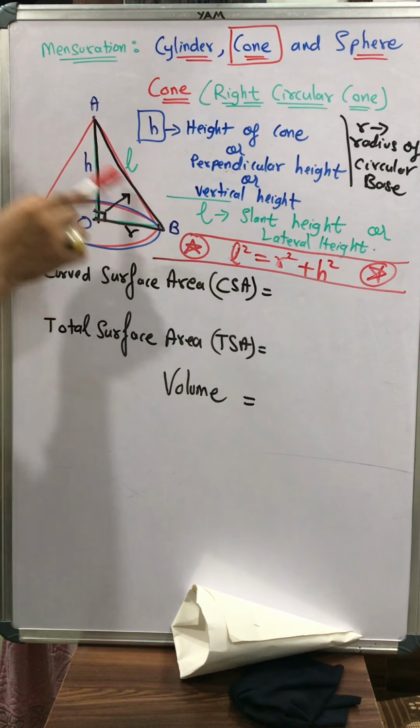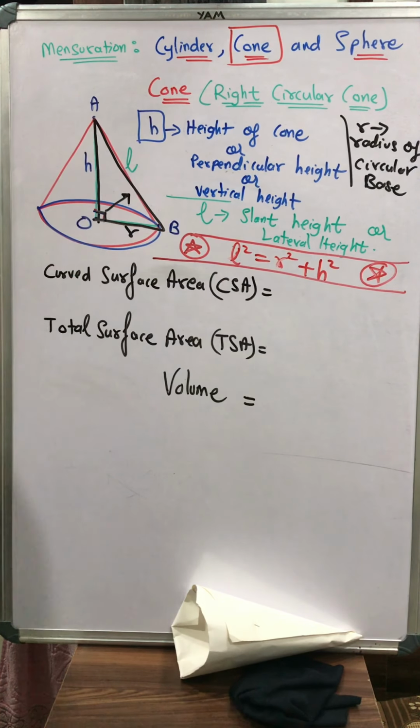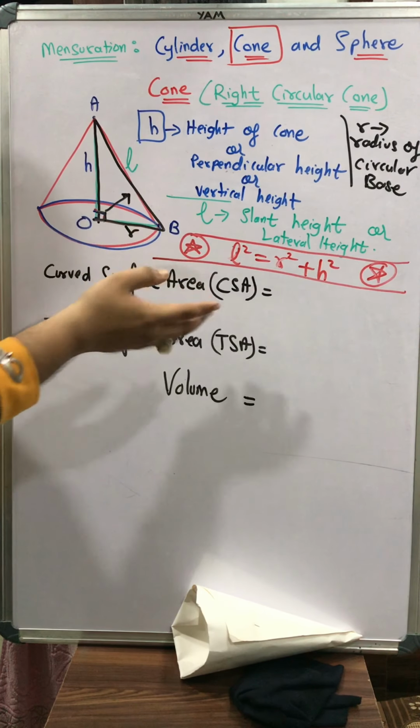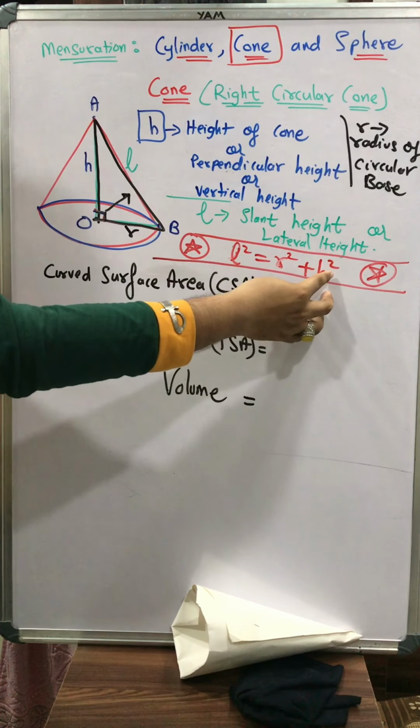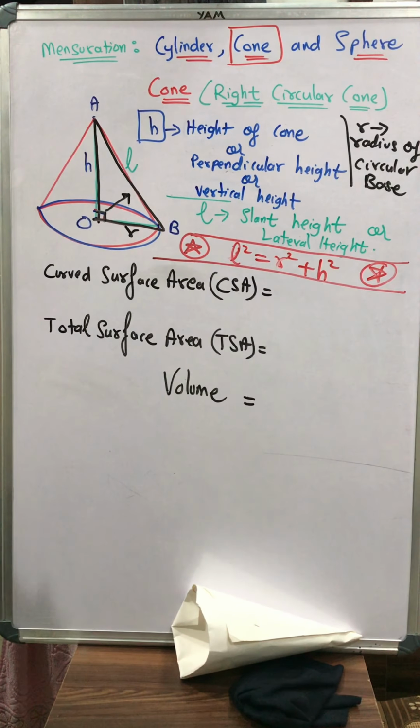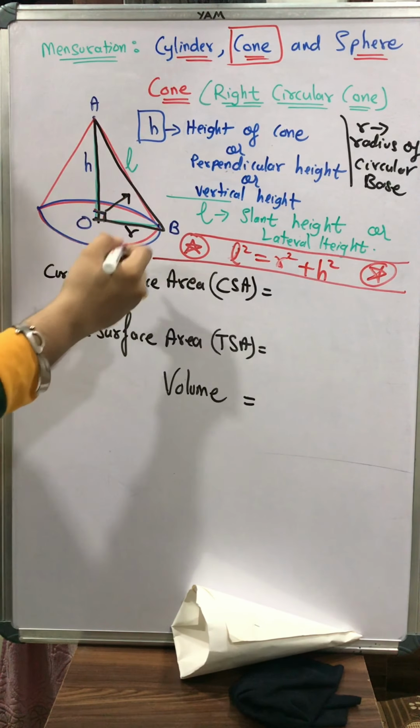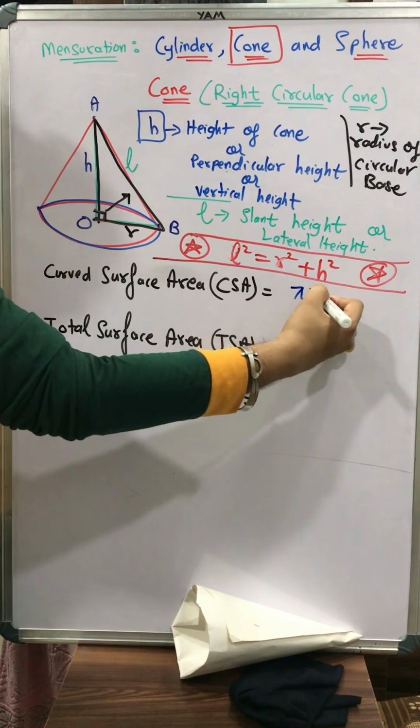So L square is equal to R square plus H square. This is a relationship between the slant height, lateral height, radius, and the normal perpendicular height. Okay, next, dealing with the formulas over here. Curved surface area. Curved surface area of a cone, the formula is pi RL.